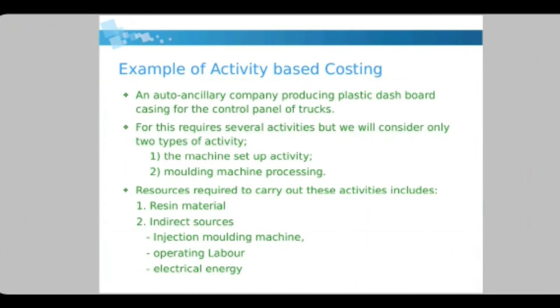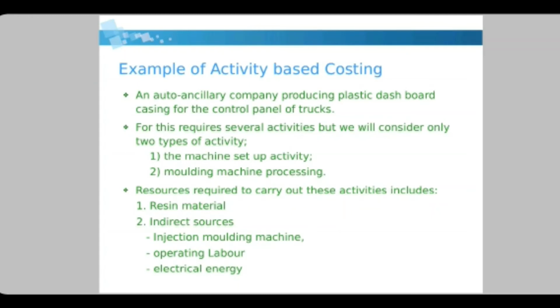So let's take one example. An auto ancillary company producing a plastic dashboard casing for the control panel of trucks. This requires several activities, but we will consider only two types of activities. So the work is we have to produce a plastic dashboard casing for the control panel of trucks, and there are so many activities performed during this procedure, but we are going to take only two activities. First is machine setup activity and second is molding machine processing activity. That is, first we have to set up the machine and then how that machine is processing.